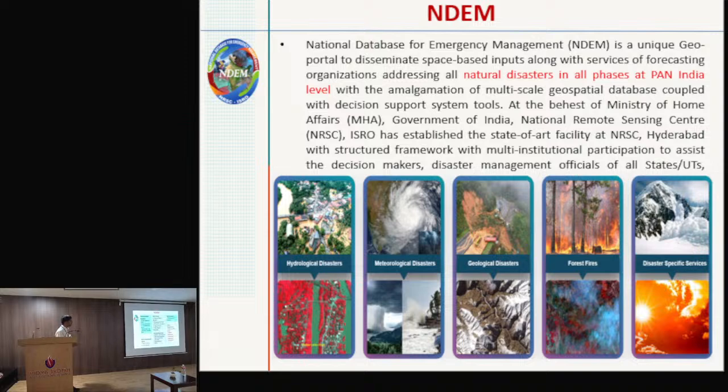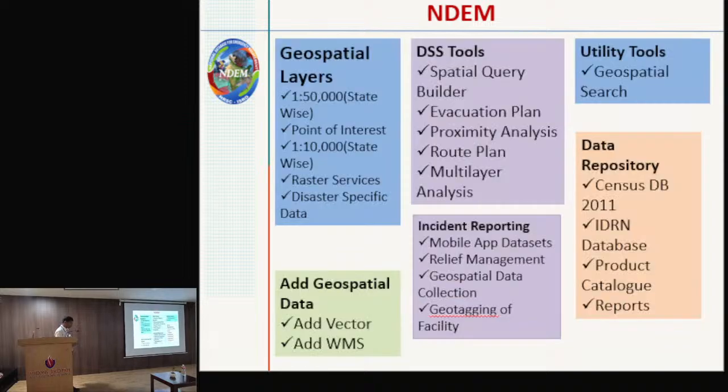So that is the thing. I will just highlight only one place in this particular thing. As I was mentioning, you can have proximity analysis, route plan, then multi-layer analysis, some kind of evacuation plan or crisis management. These are all the things one can do under this National Database for Emergency Management.